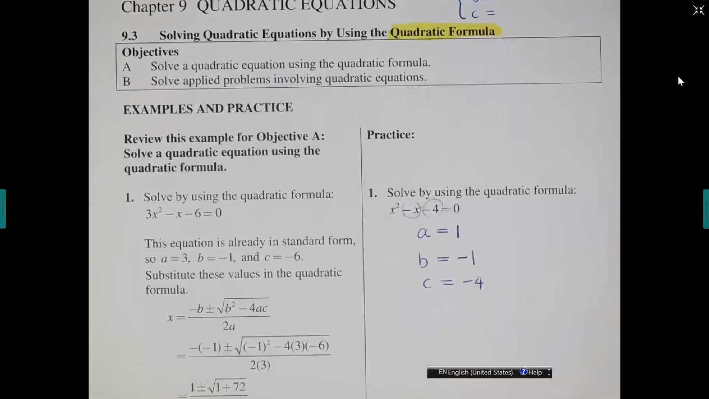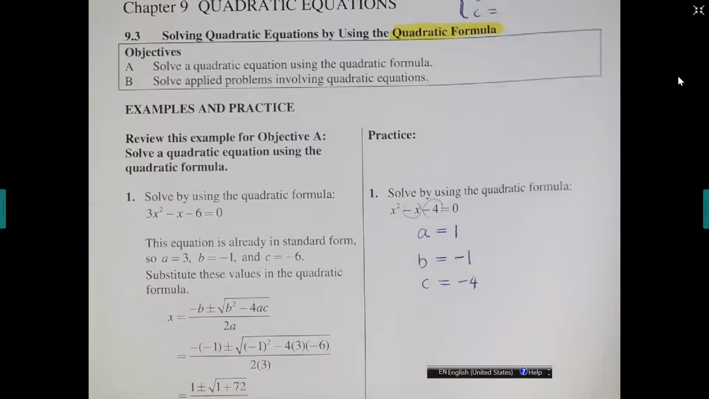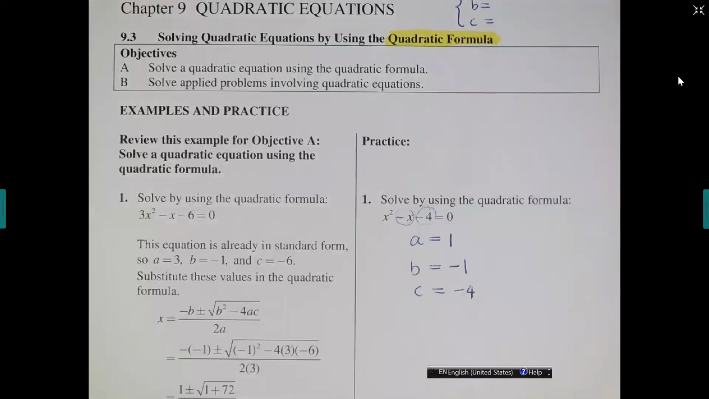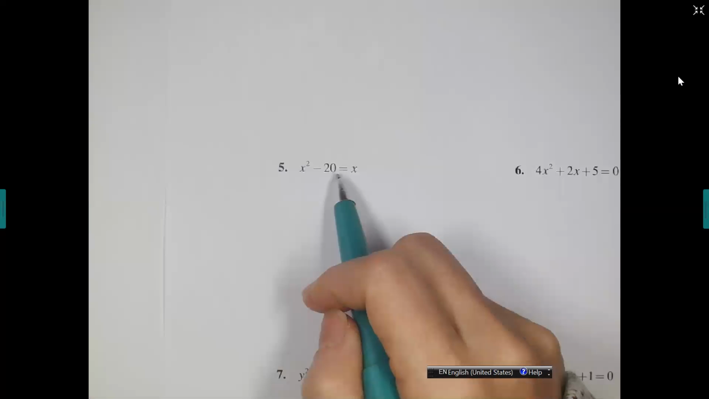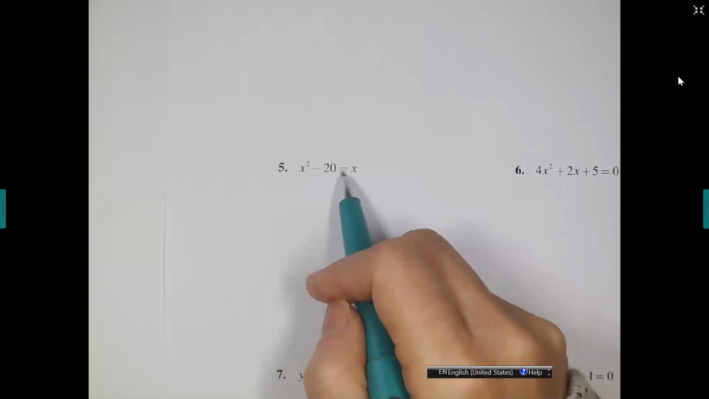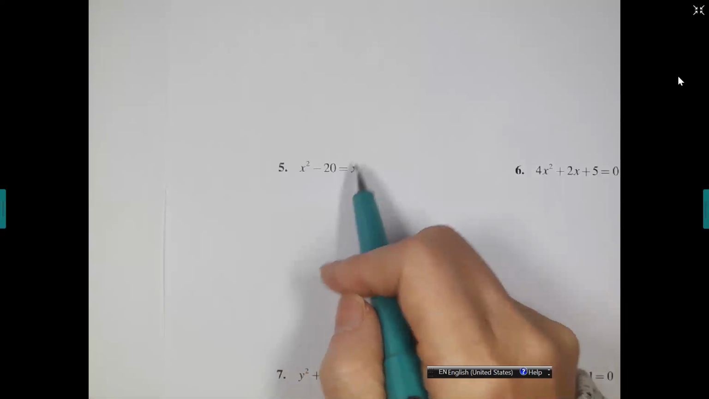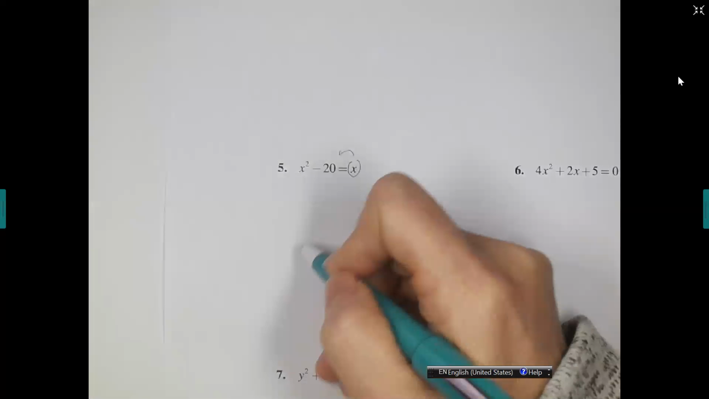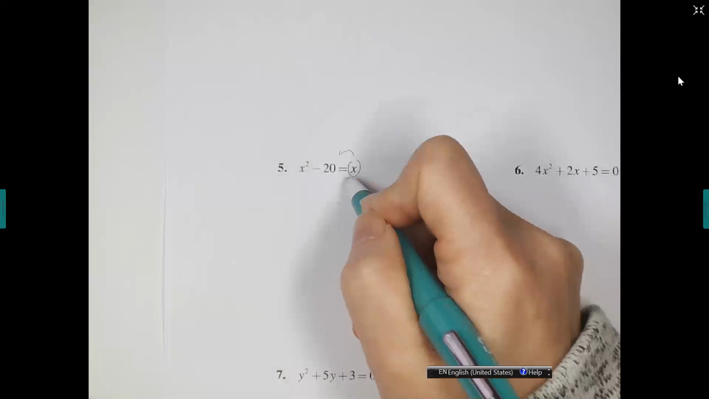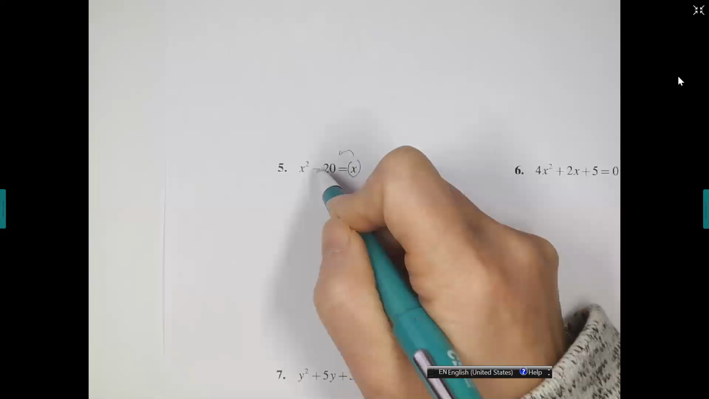Now let's do a few more practices. Sometimes we are given an equation like this. Is this a standard form? No. Why? Because we don't see 0 on the right. So we should move x to the left. And when we move x to the left, we should change the sign. x turns into negative x.